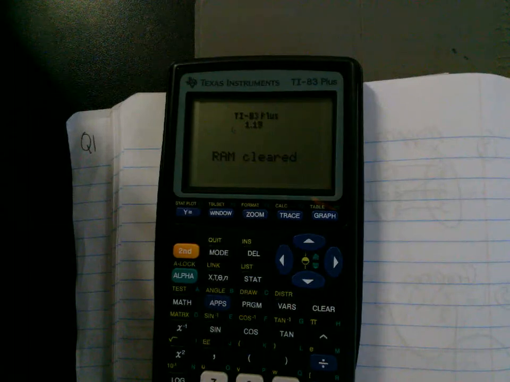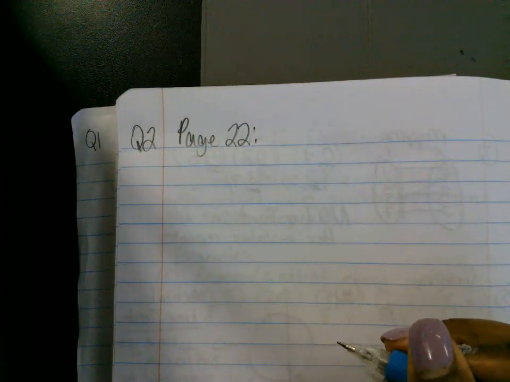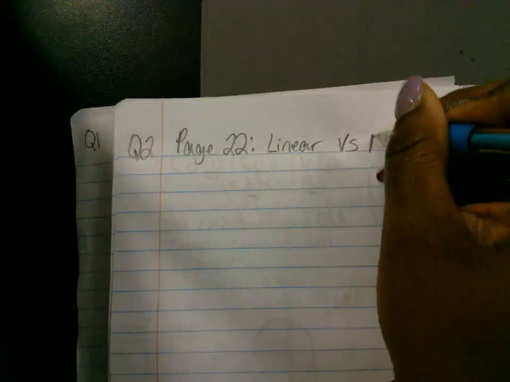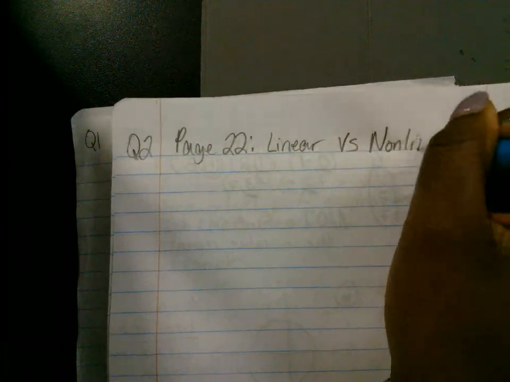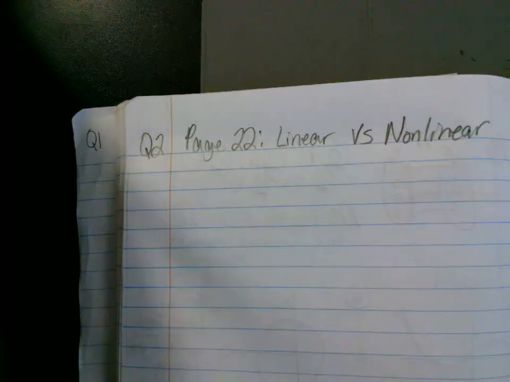Okay, so today we're going to work on how to identify linear and nonlinear. This is page 22. In the corner, put Q2 for quarter 2. And then we're labeling this as page 22. The title of page 22 is linear versus nonlinear. Pause to give you a chance to write.